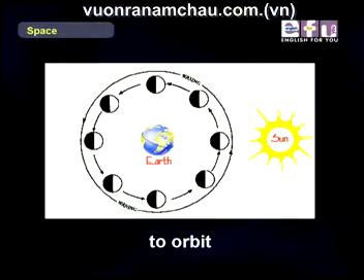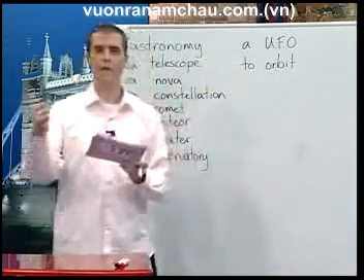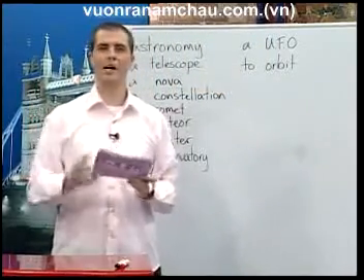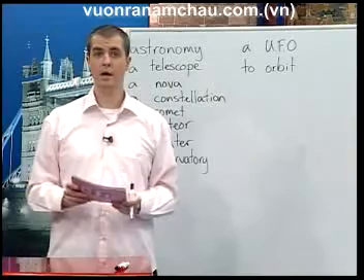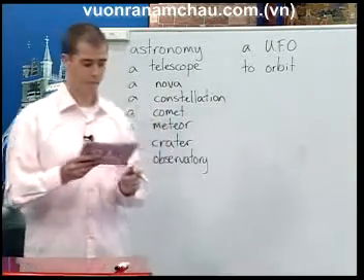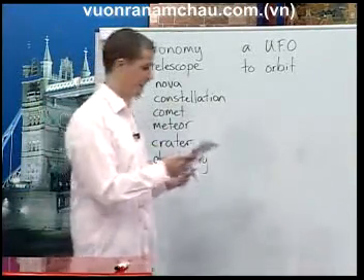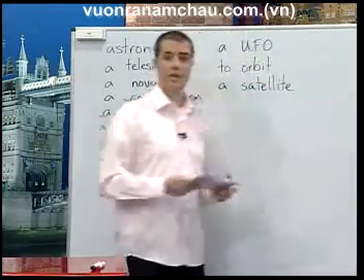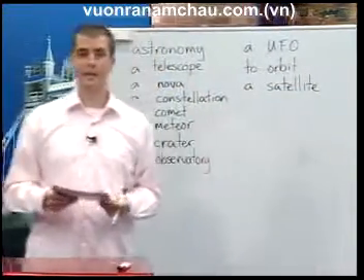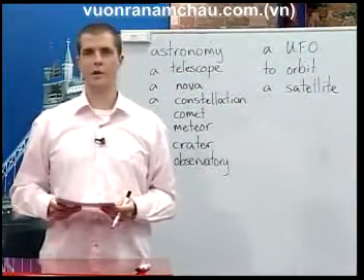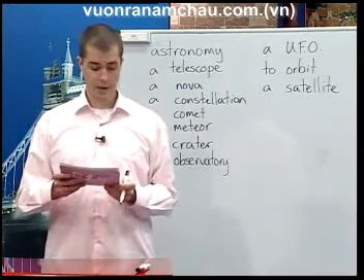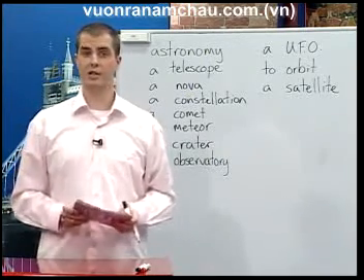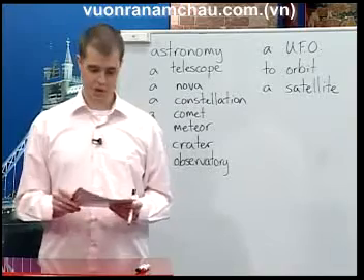We have a verb now, to orbit. To orbit is to travel in a circle around a much larger object. For example, the moon orbits around the Earth, and the Earth orbits the sun. Next, a satellite. A satellite is a machine that has been sent into space, and it goes around the Earth. It orbits around the Earth. We use them for radio, television, and other forms of communication.